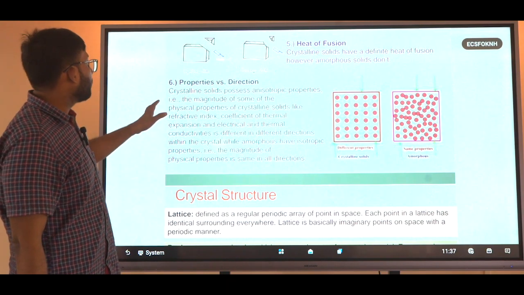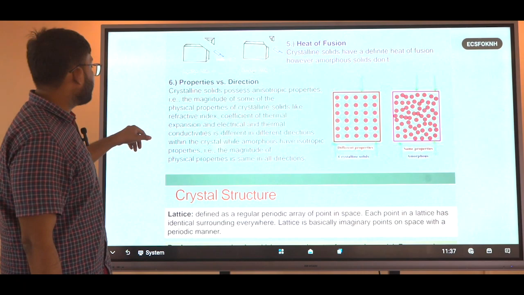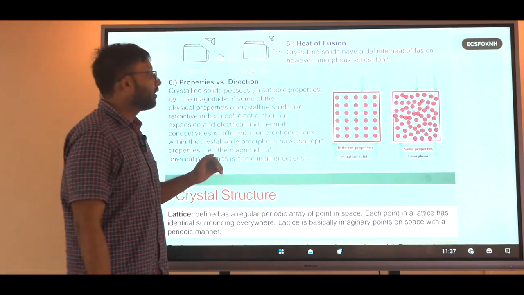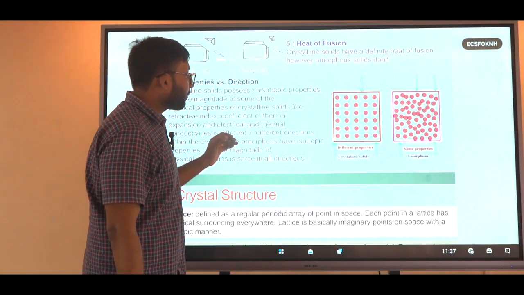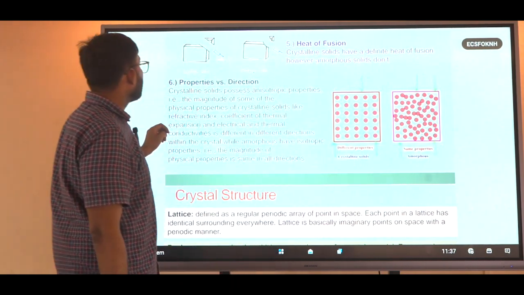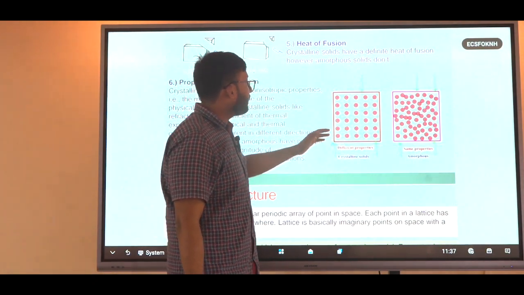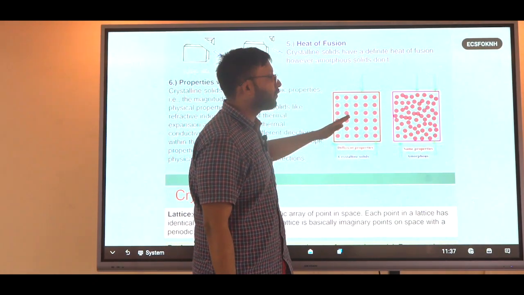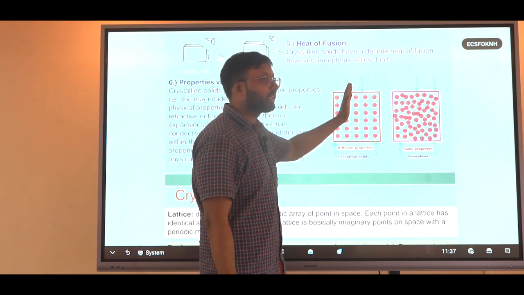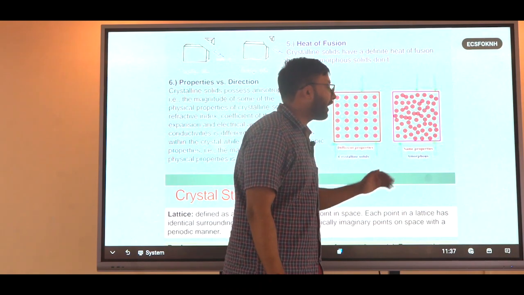Those properties are called isotropic and anisotropic, and they are seen in amorphous and crystalline solids. So I say a crystalline solid is anisotropic: in certain directions I will get certain properties, but in another direction I will get totally different properties, just because of the regular arrangement of the atoms.